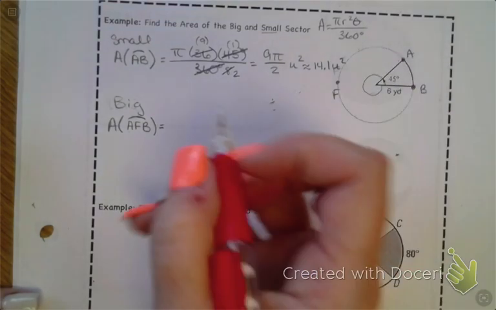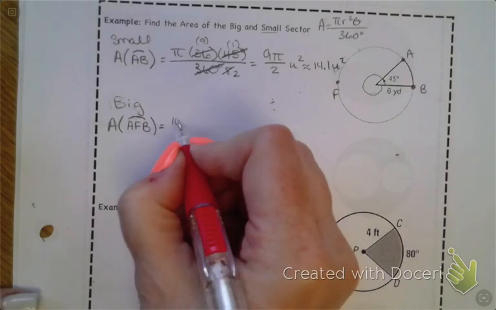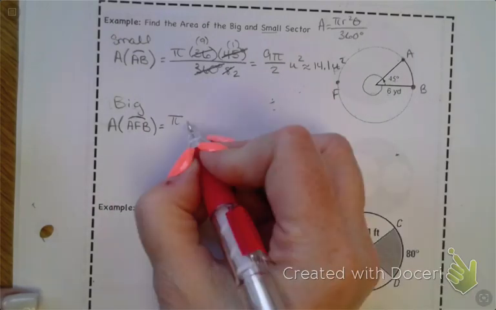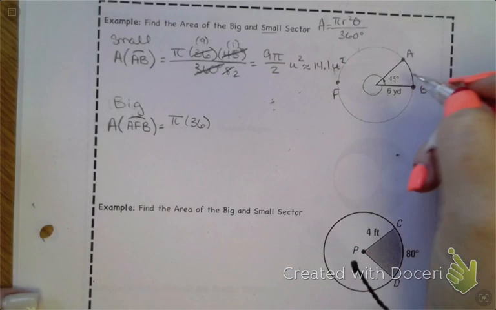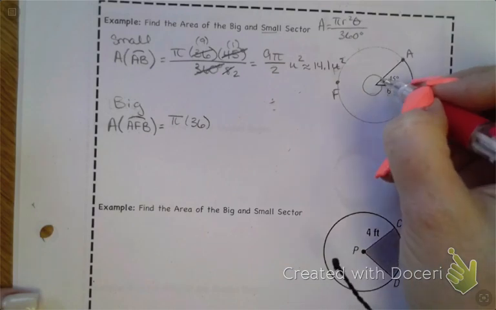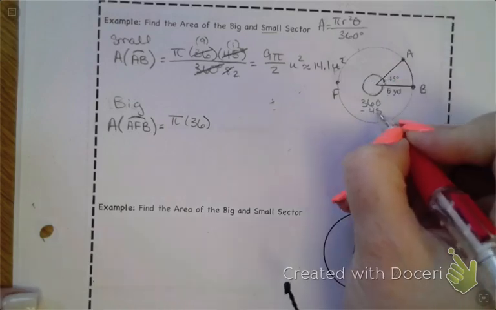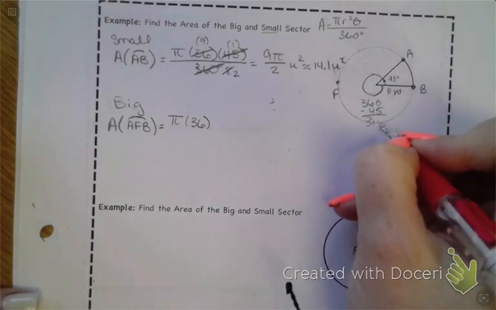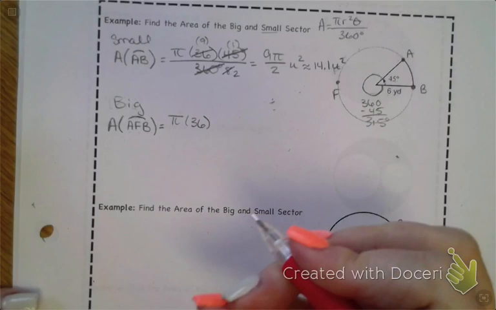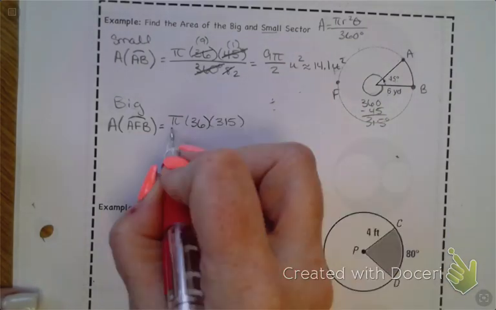So we go across there. We got pi. R is still 6, so we have 36. But we need theta. Well, if this is 45, the rest of it is going to be a whole circle, 360 minus 45, and that gives me 315. So I have 315 divided by 360. Again, I forgot my degrees, so my degrees reduce out. 36 goes into 360 10 times.